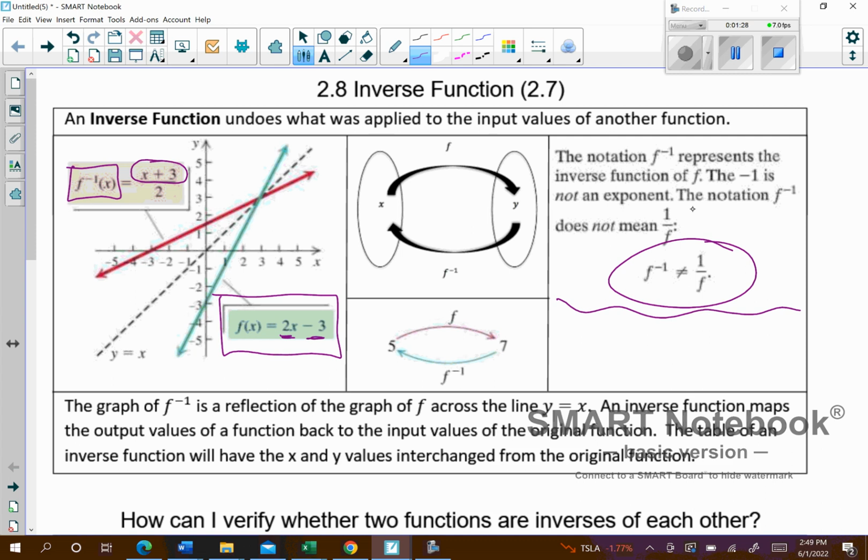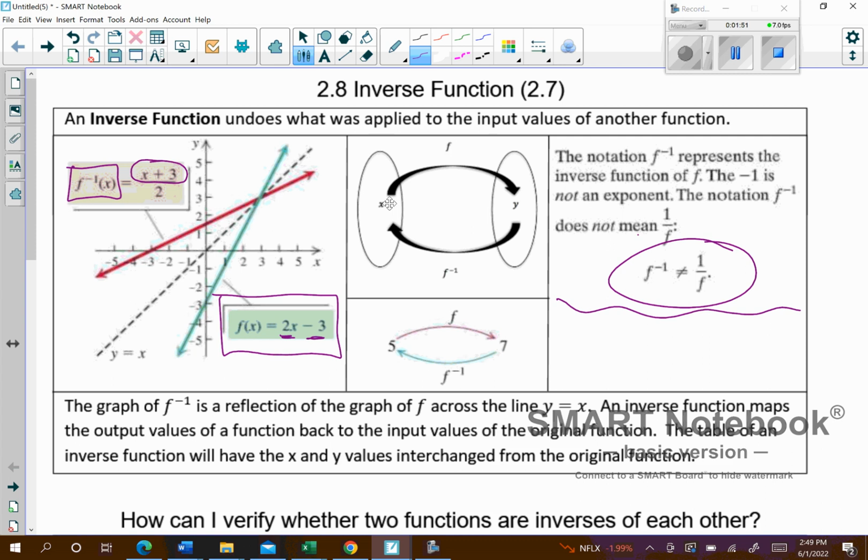A couple other details about this. This line right here, y equals x: the inverse and the original function will be a mirror image across that line. You can see that the green and the red line are a reflection across that y equals x line.